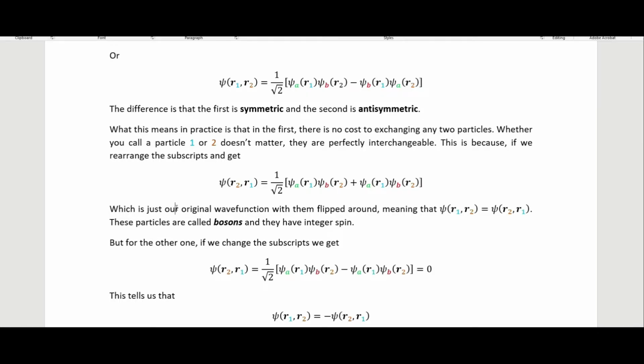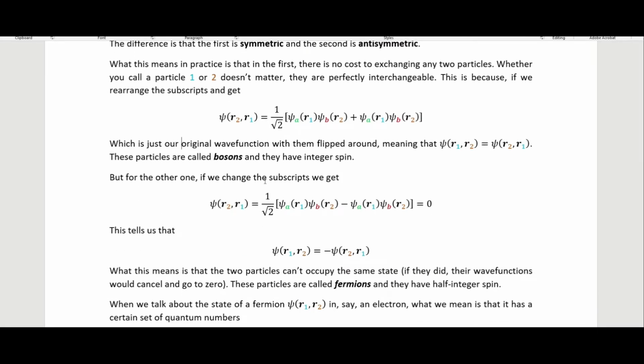But bosons are sort of force-carrying particles. So like the photon is a boson and things like that. And these have an integer spin, so a spin of 1 or 2 or 3 and so on and so forth.